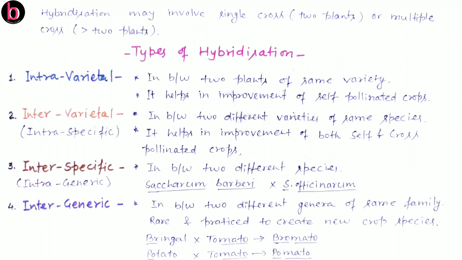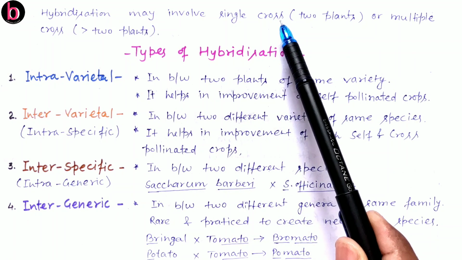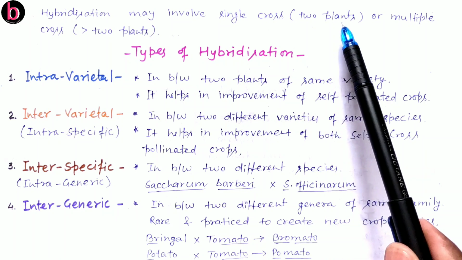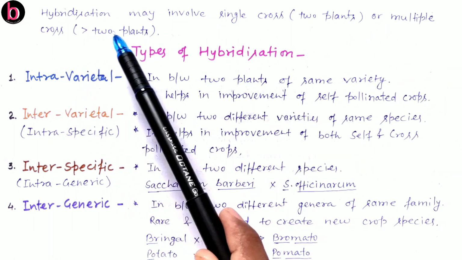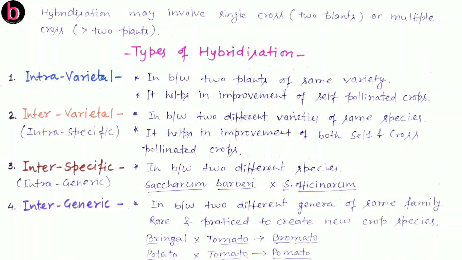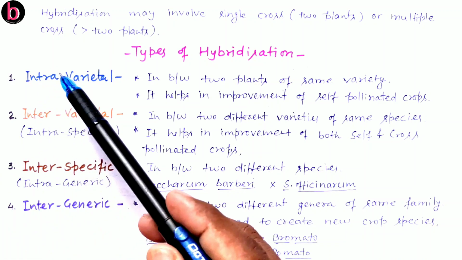So cross hybridization may involve a single cross, that is between two parents, or a multiple cross, that is between more than two parent plants. This all is because of the need or demand, how many characters we can successfully transfer into a single plant. That will be a new cultivar. So now about types of hybridization. As we discussed, hybridization is simply fusion of male and female gametes. This may be categorized here into these four.